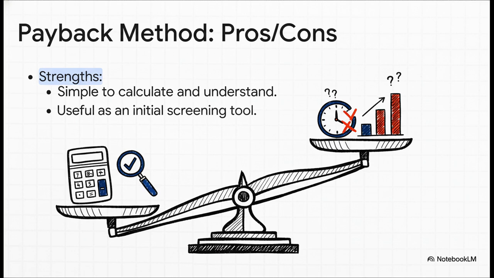But it has two major weaknesses. First, and this is a big one, it completely ignores the time value of money. A dollar today is not the same as a dollar 4 years from now. Second, it overlooks any profitability after the payback period. A project could be a cash cow for 20 years, but this method doesn't care about anything past year 4.44. And it's these significant flaws that lead us to more sophisticated techniques.